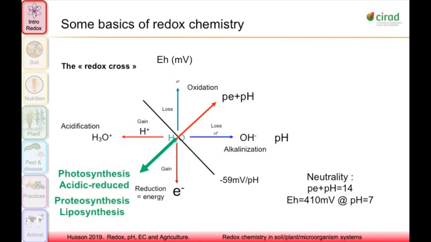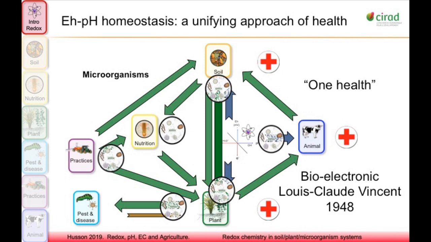So from all the papers I quoted before, I'm just trying to show you in 1.5 hours, it's a challenge, that Eh and pH have a very high importance, a very strong impact on soil, on plant nutrition, on plant growth. Then the soil directly has an impact on plant Eh, pH. Plants have an impact on soil Eh, pH because they bring the energy to the soil. And then the Eh, pH level in the plants will determine plant health, in fact, disease or not. Conversely, pests and diseases will impact plant Eh, pH.